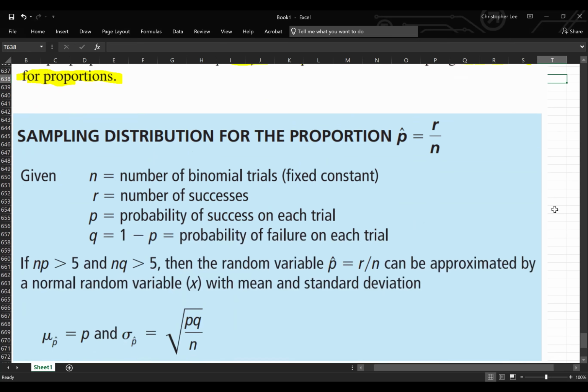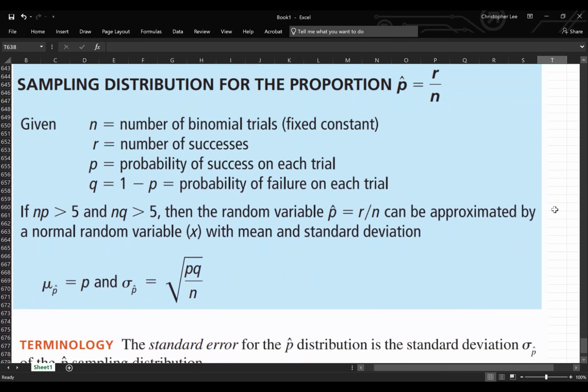So here you go. This is the sampling distribution for proportions. P hat is equal to r over n. Given that n is equal to the number of binomial trials, a fixed constant, r is your number of successes, p is your probability of success on each trial, q is your probability of failure, which is 1 minus p. If n times p is greater than 5 and n times q is greater than 5, then the random variable p hat, which is r over n, can be approximated by a normal random variable x with mean and standard deviation. Now, this is different about this one.